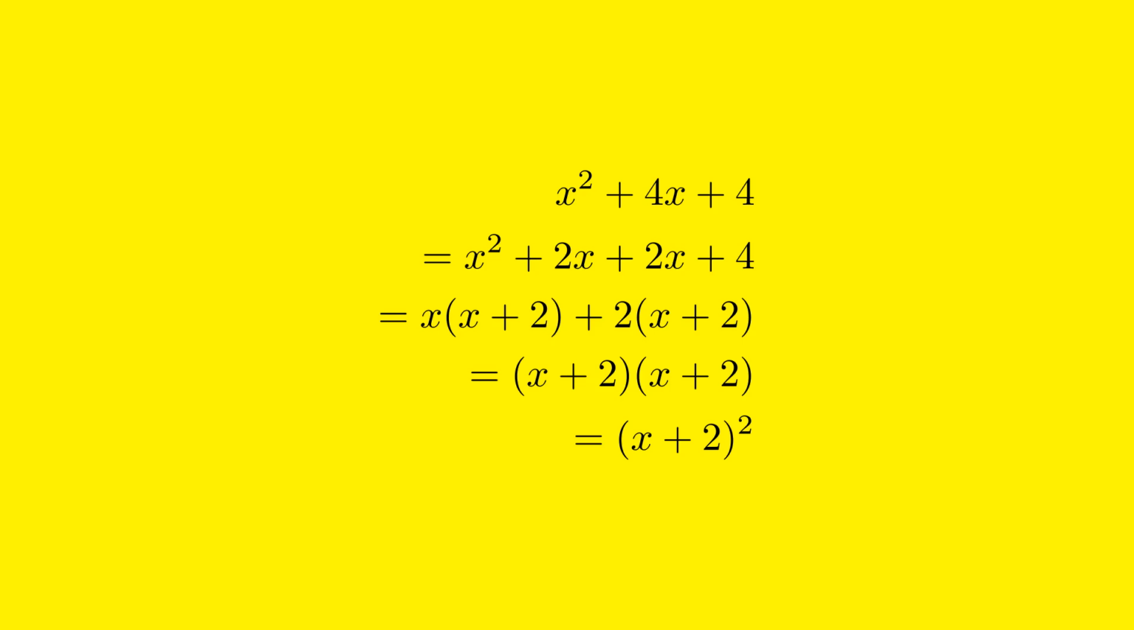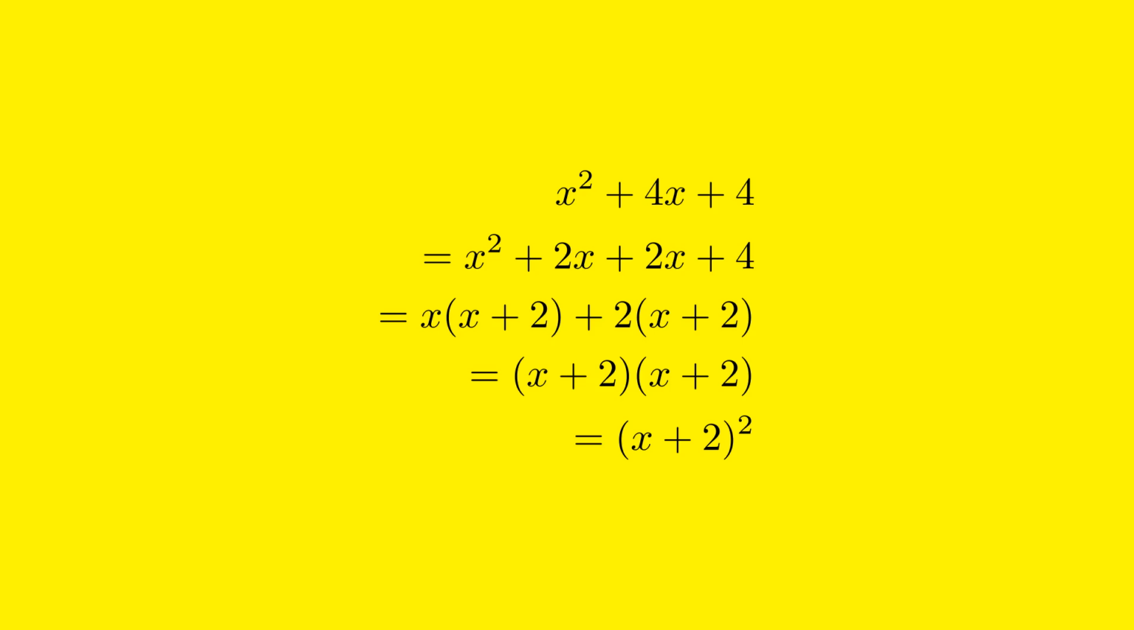We rewrite the quadratic equation, breaking down the term 4x into 2x plus another 2x. This gives us x squared plus 2x plus 2x plus 4. Next, we group these terms. Here we group the terms x squared plus 2x and 2x plus 4. We are now dealing with two expressions, x squared plus 2x and 2x plus 4.